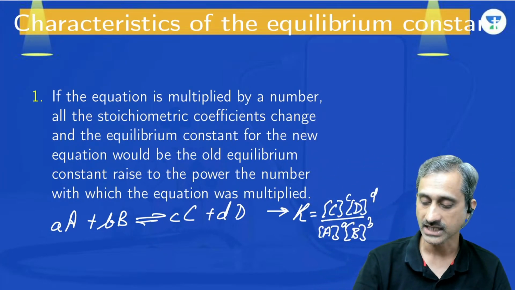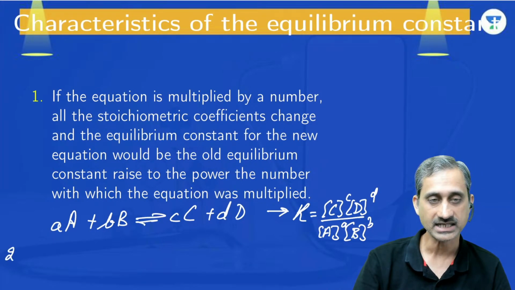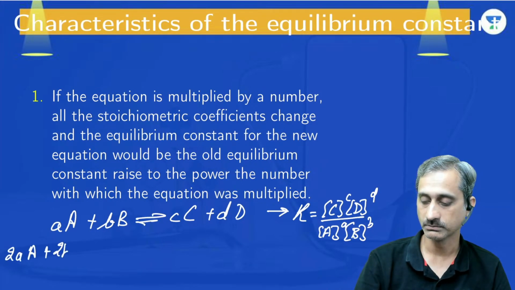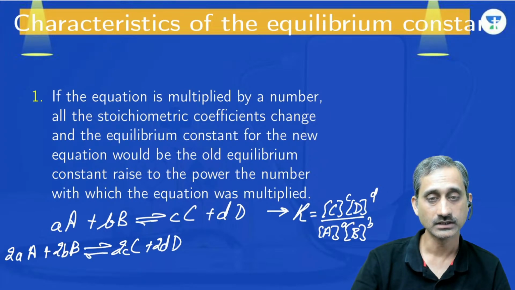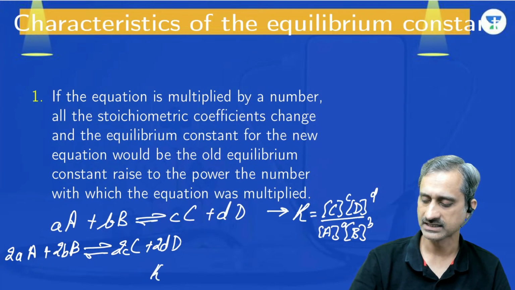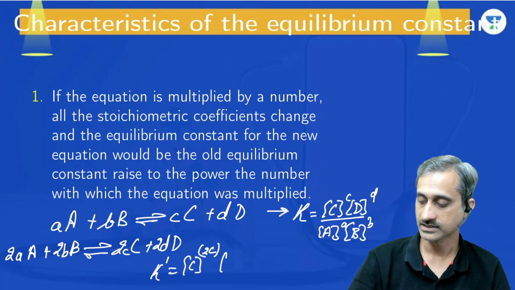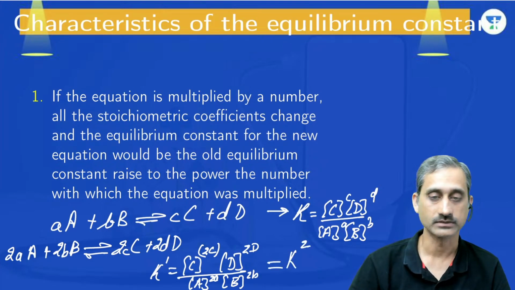Okay. Now what I do is I multiply the entire equation by 2. So I make it as 2aA plus 2bB in equilibrium with 2cC plus 2dD. Now the equilibrium constant, let's say K dash, would become equal to concentration of C raised to power 2c, concentration of D raised to power 2d, divided by the concentration of A raised to power 2a multiplied by the concentration of B raised to power 2b. So in fact, it's going to become equal to K square.